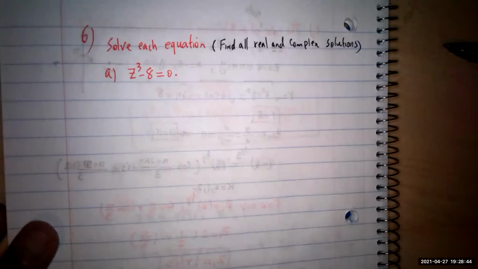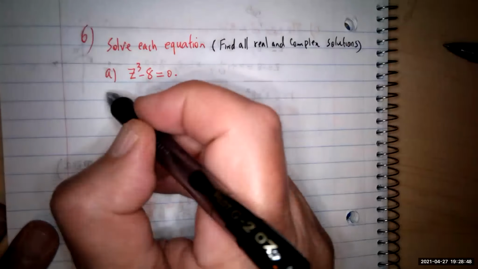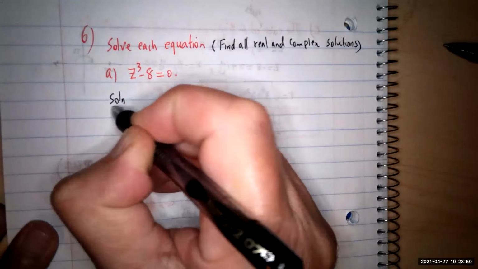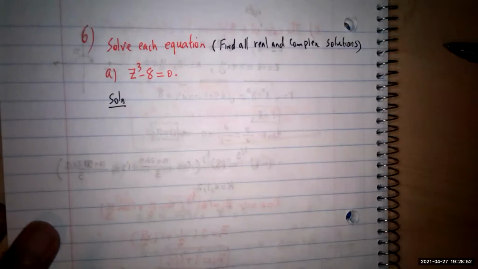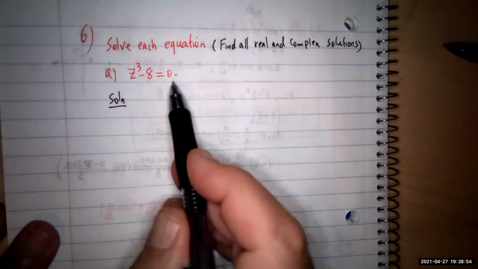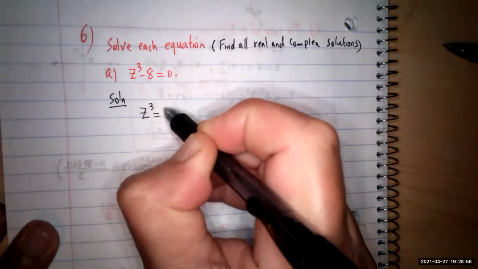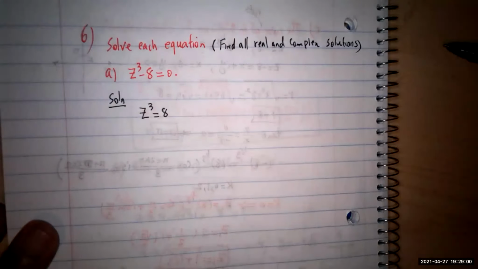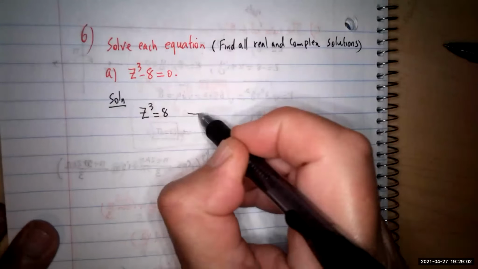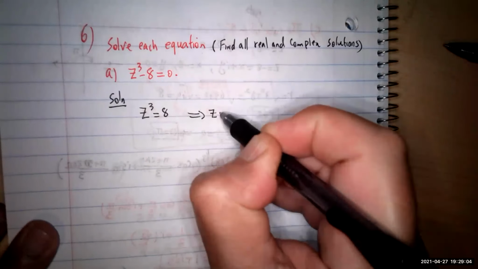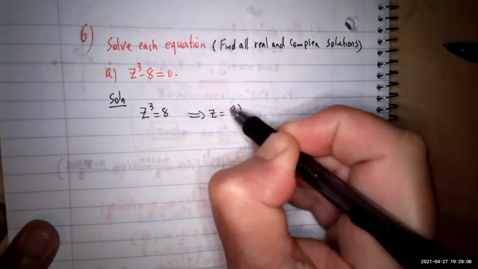Let's see what the difference is between this problem and the other one. What we're going to do is use those complex roots. I just move the 8 to the other side, so that gives me z cubed equals 8. So I want to find z. In order to get z, I should find 8 to the 1/3.